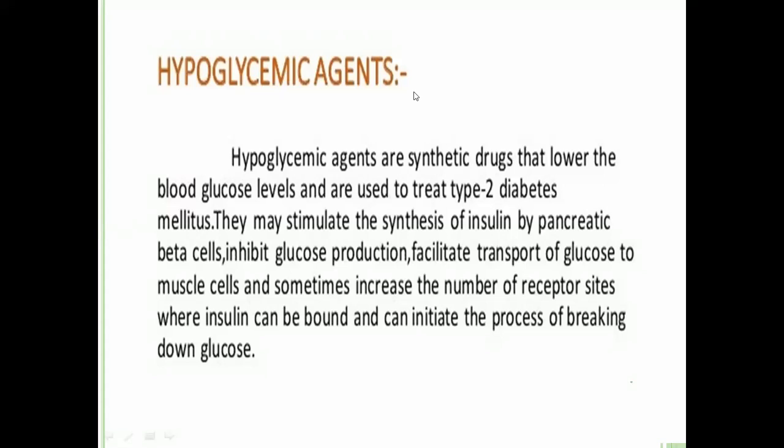So hypoglycemic agents are the synthetic drugs or agents that lower the blood glucose level. The agent which lowers the blood glucose level or maintains the blood glucose level in the normal range is known as a hypoglycemic agent, or the agent used to treat diabetes mellitus is known as a hypoglycemic agent.